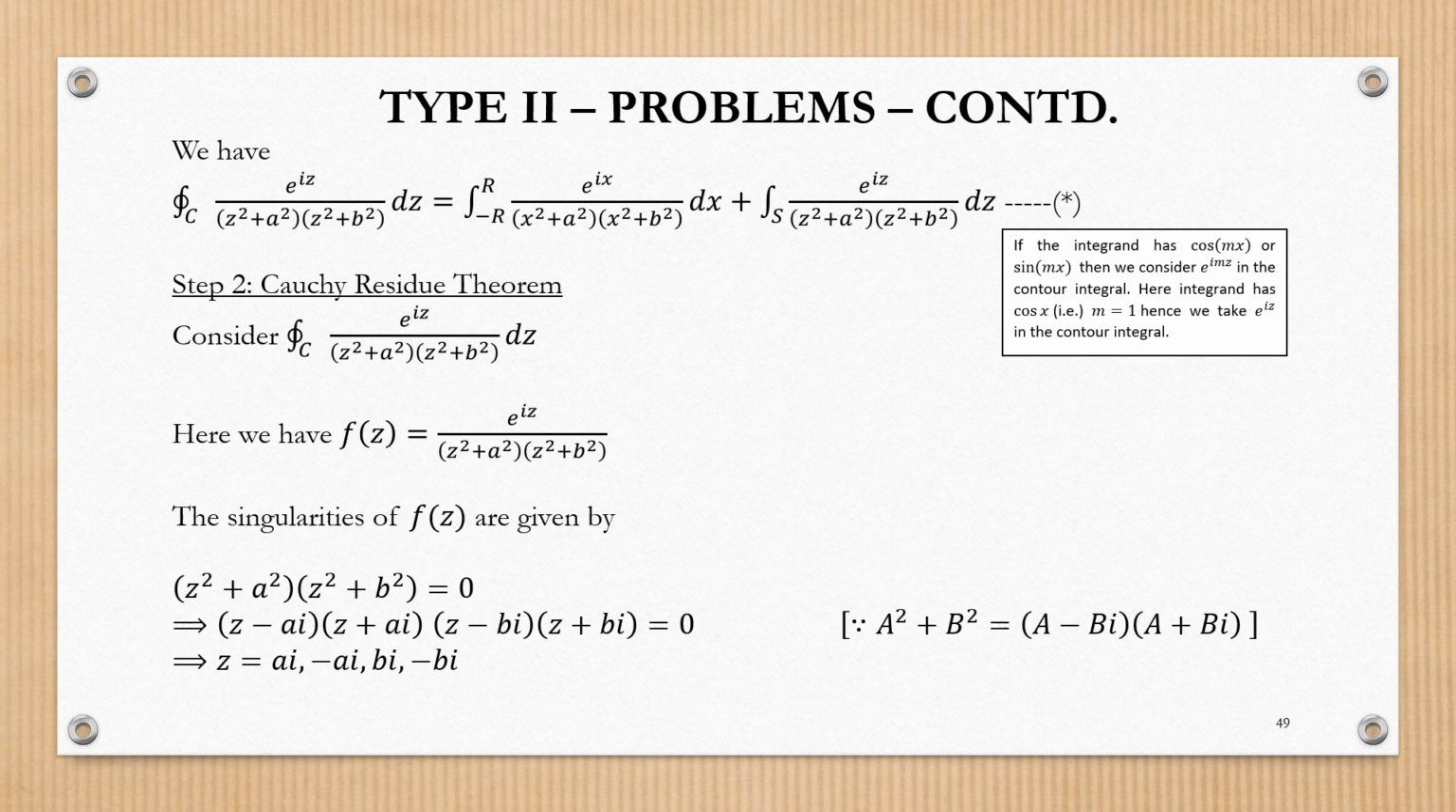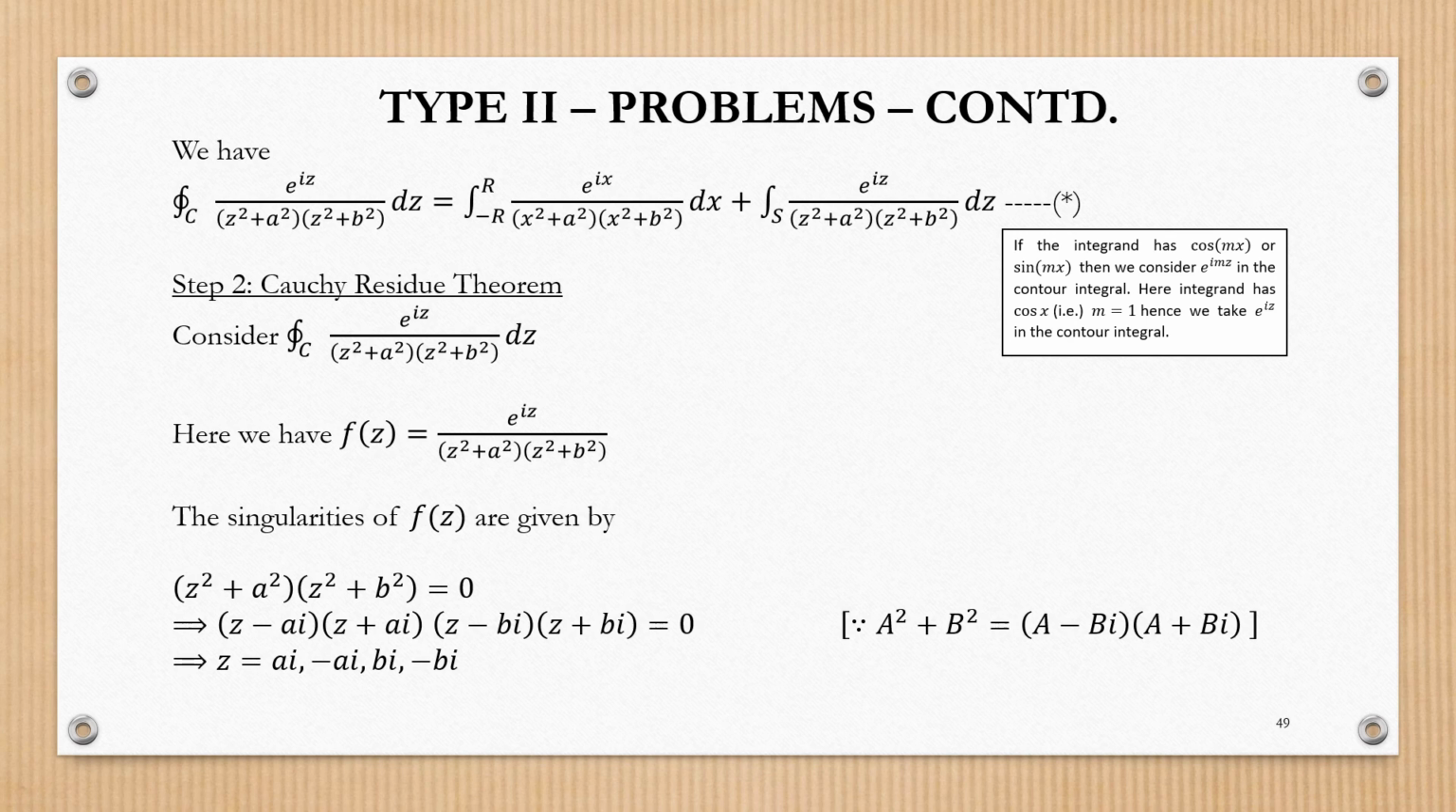If the integrand has cos mx or sin mx, then we consider e power imz in the contour integral. Here the integrand has cos x, that is m is equal to 1, hence we take e power iz in the contour integral, and that explains the reason for writing e power iz in equation star throughout. Now we evaluate the left hand side integral by Cauchy residue theorem.